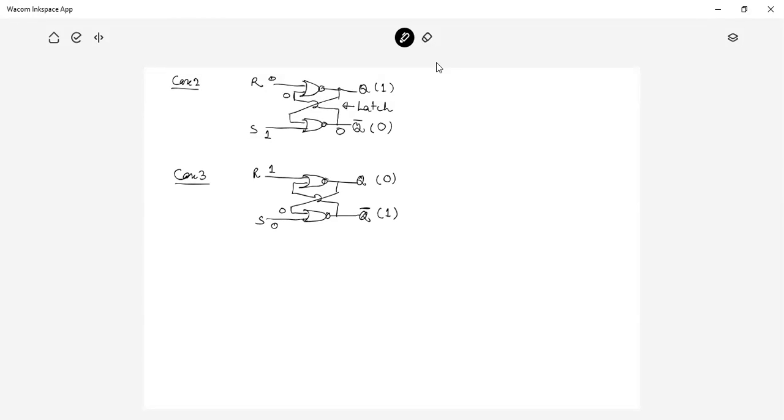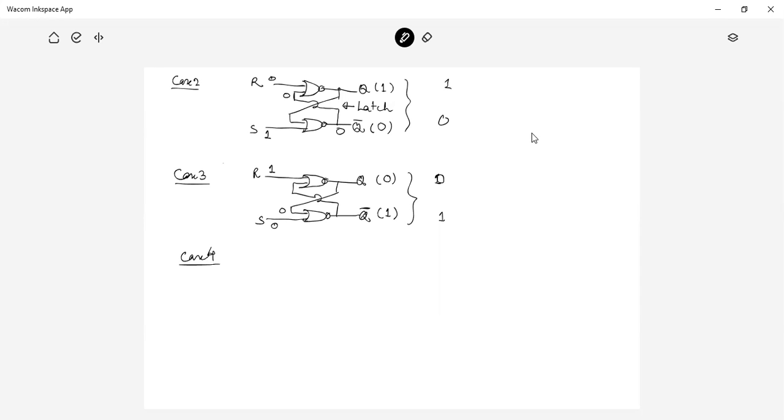So in case number 2, Q is 1, Q bar is 0. Case number 3 says Q is 0, Q bar is 1. So you see this 0 and 1, here it is 1 and 0. Case number 2 is 1 and 0. This is 1 and here it is 0. Case number 3 says it is 0 and 1. And the last case is case number 4.